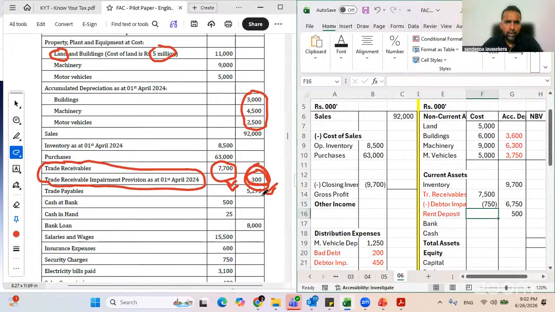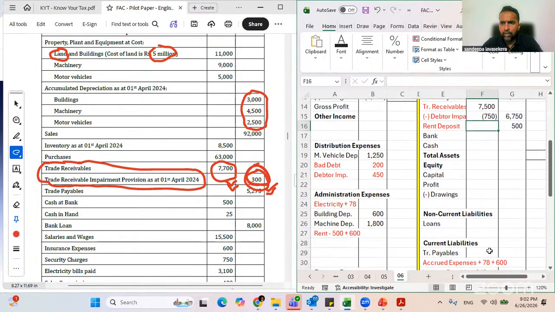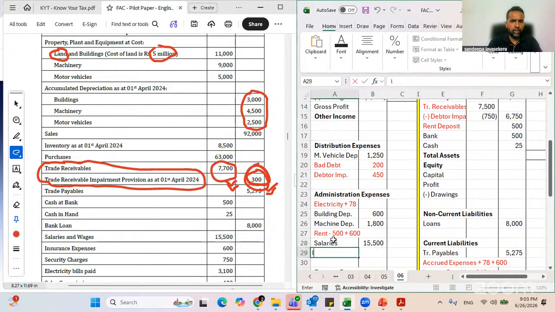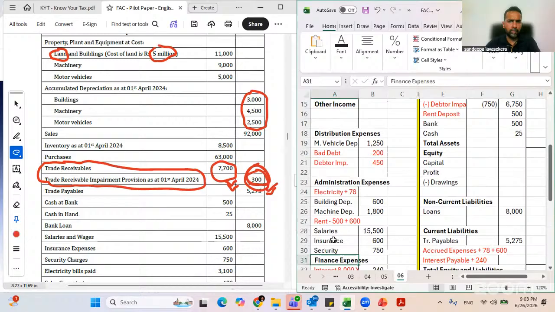Right. Trade payable 5,275. Cash at bank 500. Cash in hand 25. Bank loan 8,000. Salaries 15,500. Insurance 600. Security 750.